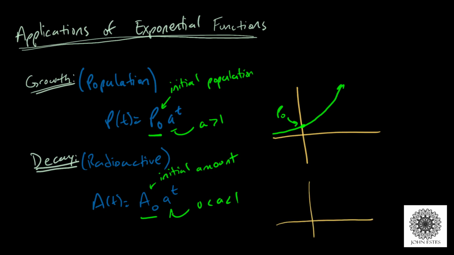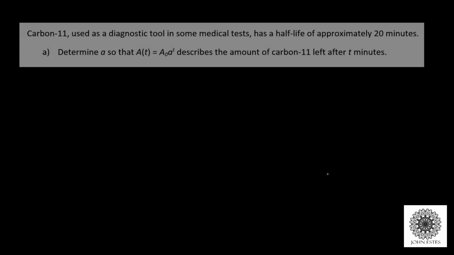If you remember our graphs for these things, it looks kind of like this when a is less than 1. And we'll cross the x-axis at a naught. That's our initial amount. And with radioactive decay, what happens is we have something called half-life. Every substance has a half-life, and the half-life of a substance is the amount of time it takes for that amount of substance to decay to half of its original amount. So now we're going to look at an example of this, and I hope it makes sense.